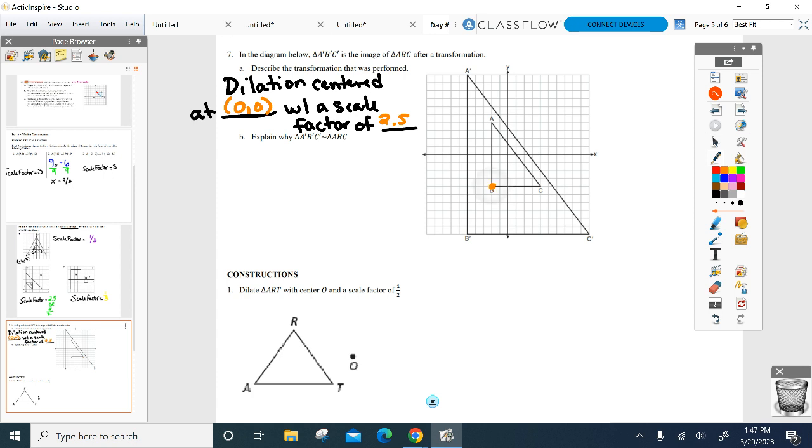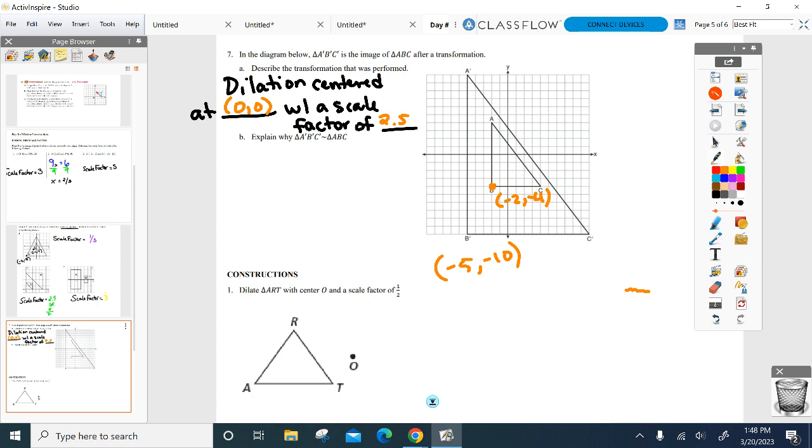Let's take point B. Point B is -2, -4, I jot down, and then B prime is -5, -10. What you notice is, I'm multiplying -2 and -4 by the same number to get to the image points. If that's the case, it's got to be centered at where? The origin. It's got to be centered at the origin if I'm multiplying by the same.